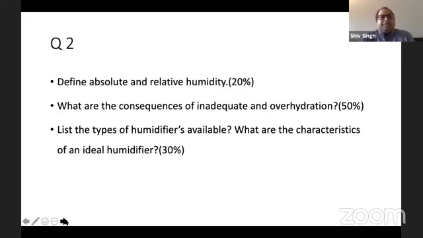The first part is about defining absolute and relative humidity. These are definitions, and they're very obvious. Absolute is absolute, what is there at that present. Relative has to be in relation to something. Okay. And what are the consequences of inadequate hydration and overhydration? List a type of humidifiers which are available, and what are the characteristics of an ideal humidifier? So this looks like a basic size question.